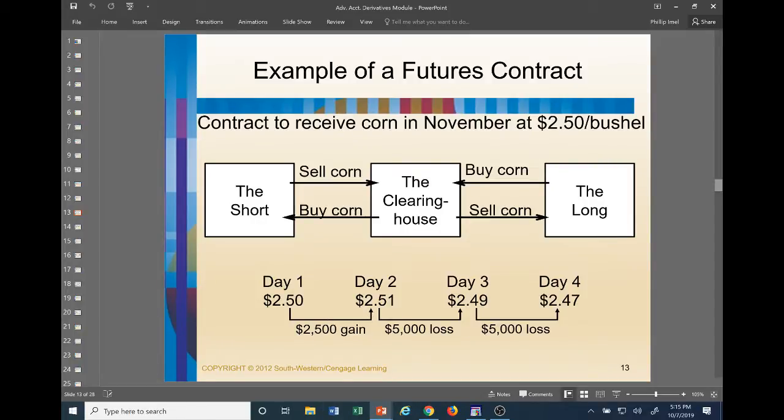So let's look here. It's marked to market on day 3. It went from $2.51 per bushel on day 2 to $2.49 per bushel.